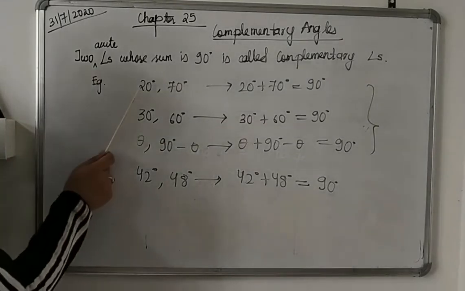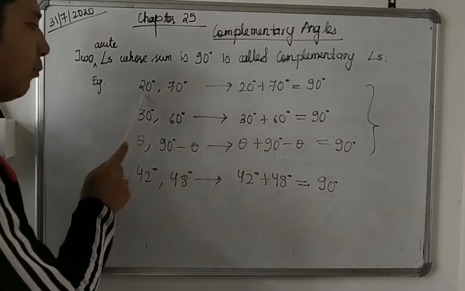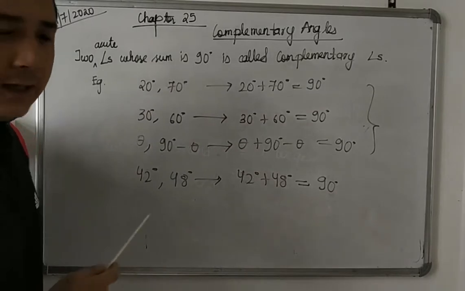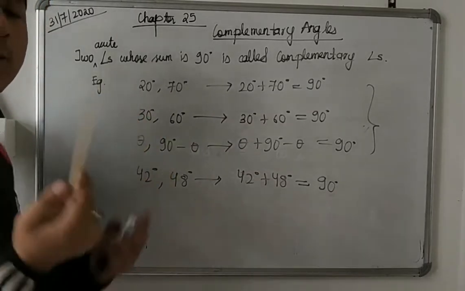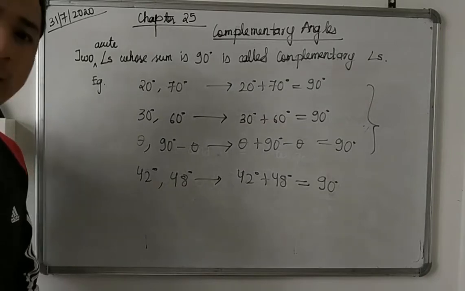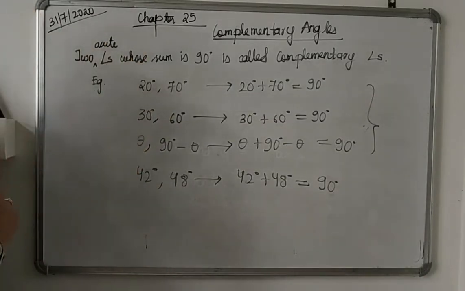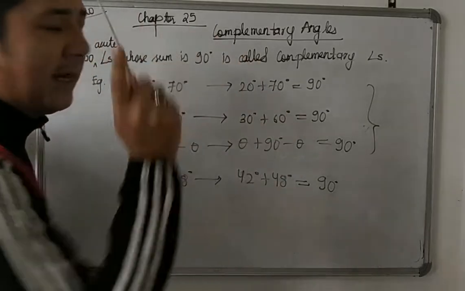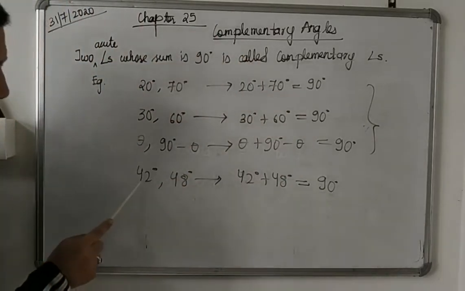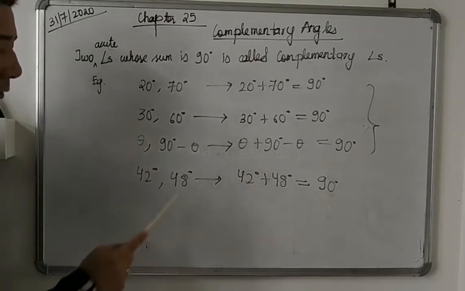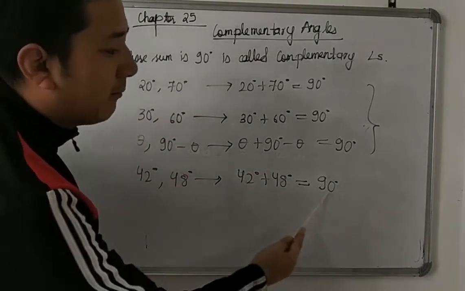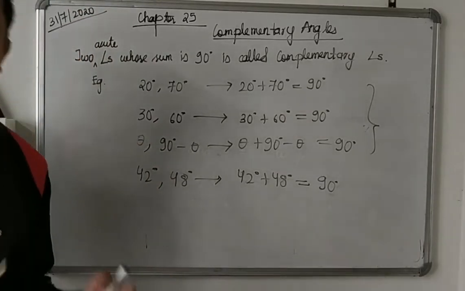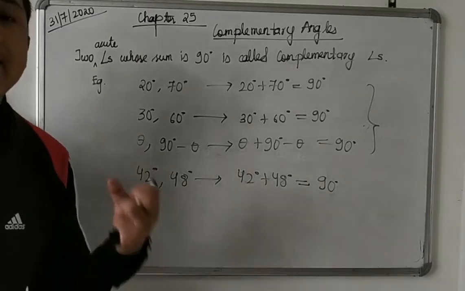For an example, 20 and 70. Both of them are acute angles, and when I add them, the sum is what? 90. Okay, so 20 and 70 are complementary to each other. Second, 30 and 60, because 30 and 60 both are acute angles, and the sum of them is 90 degrees. Another I am taking, 42 and 48. 42 and 48 again both acute, and their sum is how much? 90 degrees. Okay. And in this chapter, basically, we have to deal with the formula of 90 minus theta.